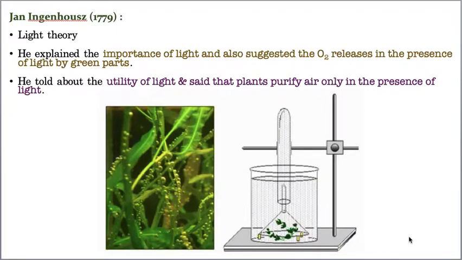His name is Ingenhousz. This Ingenhousz, his contributions were described as light theory. In this light theory, he explained the importance of light, and also suggested that O2 is released in the presence of light by the green plants.